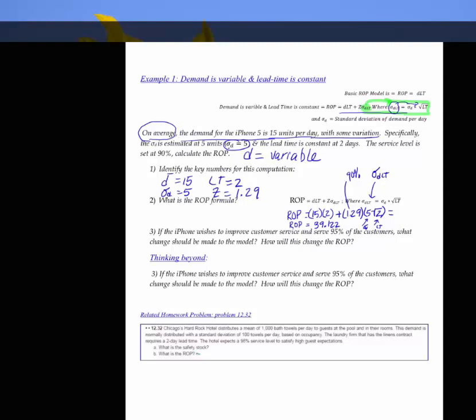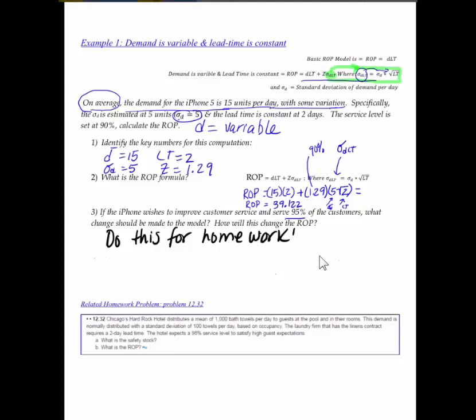Now, the next part here, number 3, tells you to do the same exact thing but using a 95% service level. So the only thing that will change will be your Z value. So you'll need to do this on your own here. Gives you a little practice to make sure you've got it. And once you finish this for homework, this problem here, 12.32, is a problem that is exactly the same as this example. So I strongly suggest pausing the video, working both of these things, and then coming back and doing the next type of problem.